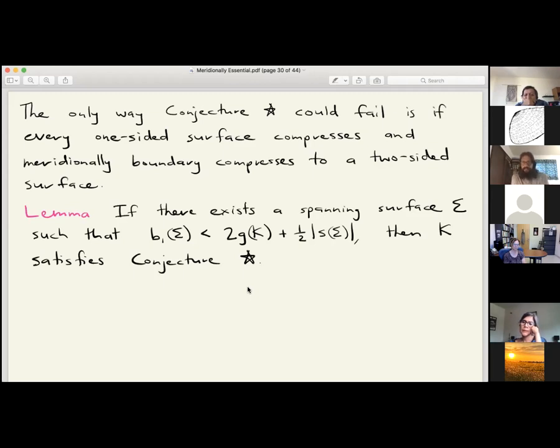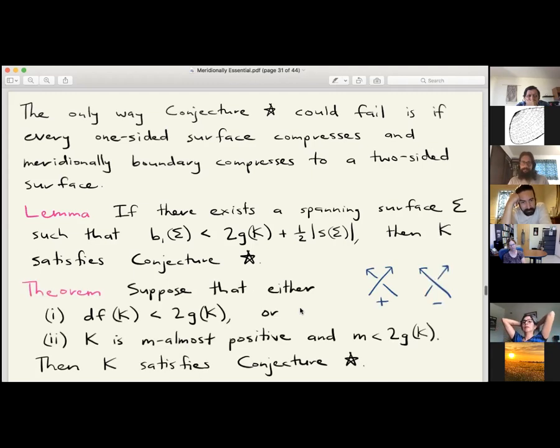If we can find a spanning surface whose first Betti number is strictly less than twice the genus of the knot, plus half the absolute value of its slope, then the knot must satisfy conjecture star. I don't have to check for meridionally essential surfaces. I don't really have to do anything too technical. I just get this cheap, in a way, result that satisfies the conjecture. I'll say a little bit on the next slide, explaining that. And then we get the following theorem.